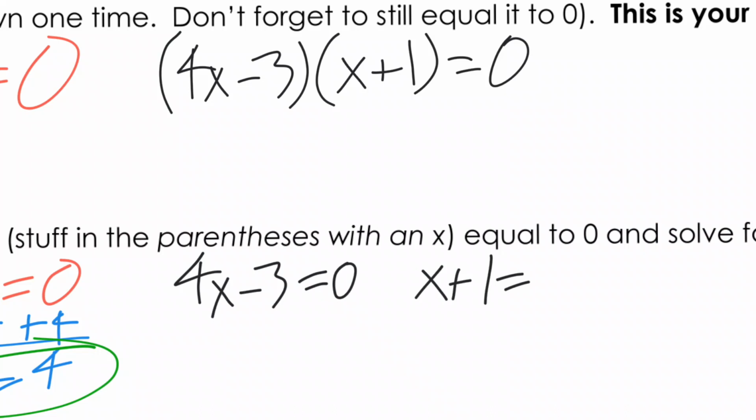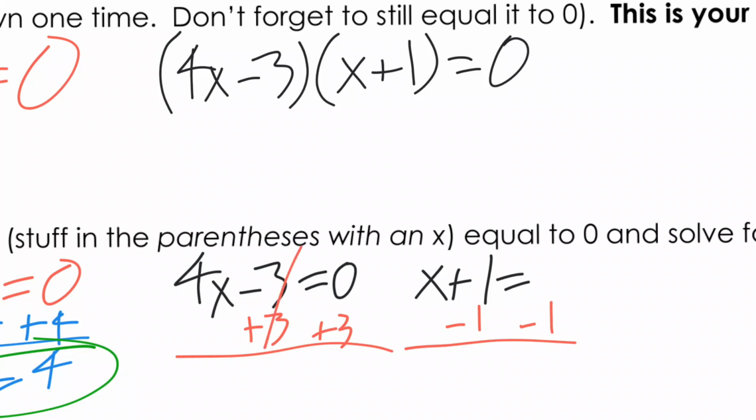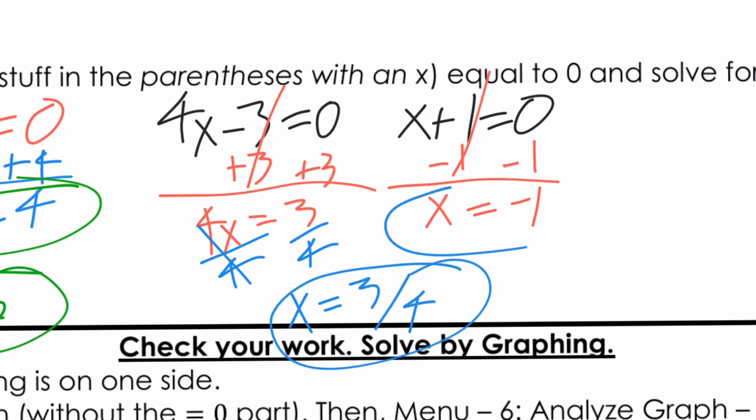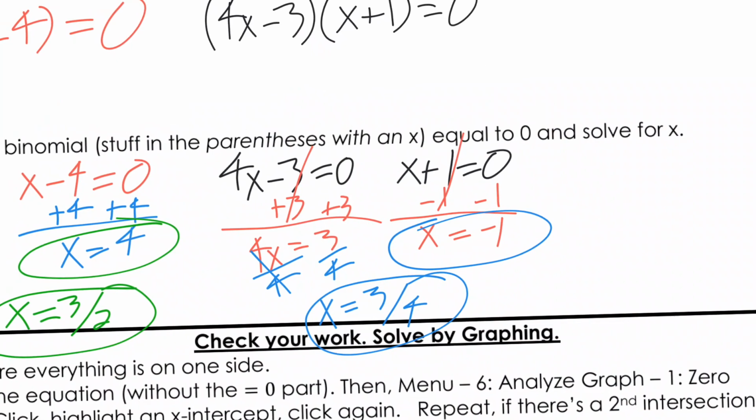Okay, always look for a number you can add or subtract to the other side first. Those are your constant numbers. And so I'm going to add 3 to the other side, and then the other one I'll minus 1 to the other side. And I will get 4x equals 3. And this one I get x equals negative 1. I forgot to write the equals 0. Okay, and then I have to split up the 4 from the x by dividing it. And so I get x equals 3 over 4 for one solution and negative 1 for the other solution.